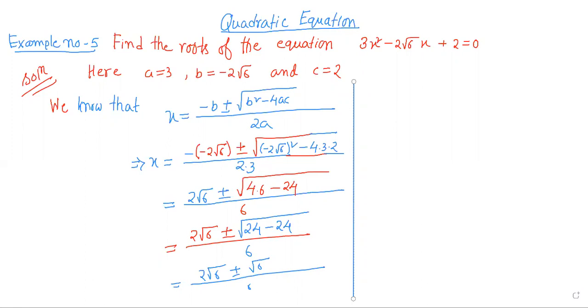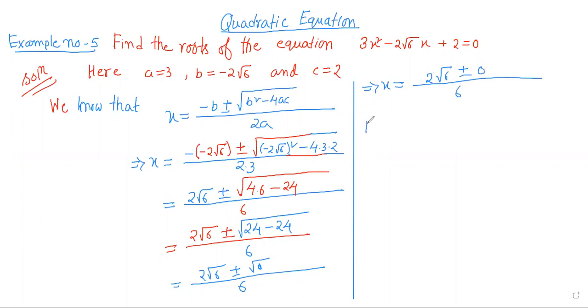So here this implies x is equal to 2 root over 6, it will be 0. Okay, 2 root over 6 plus minus 0 by 6. Let me write it clearly so that there is no confusion. This is 6. So now 2 root over 6 plus minus root over 0, that is ultimately 0 by 6.